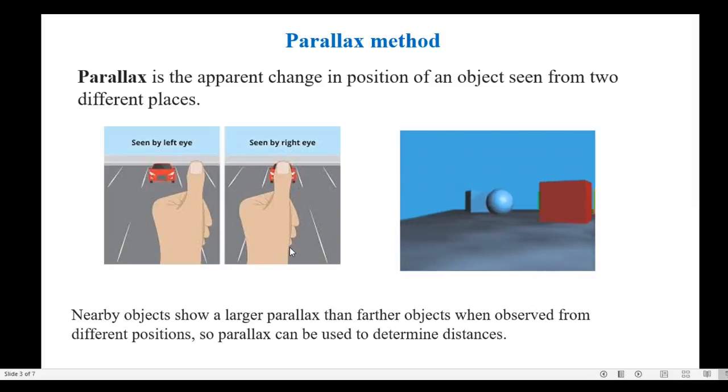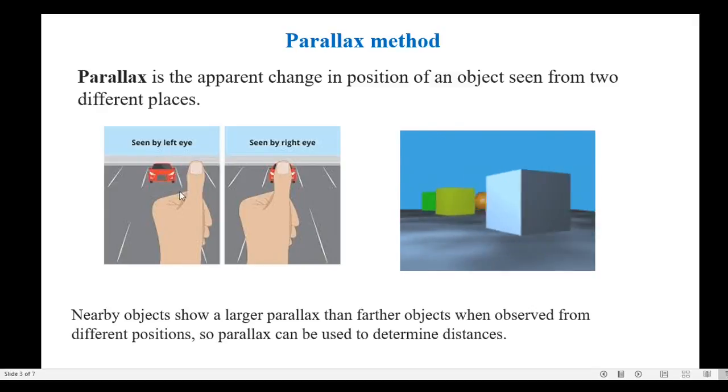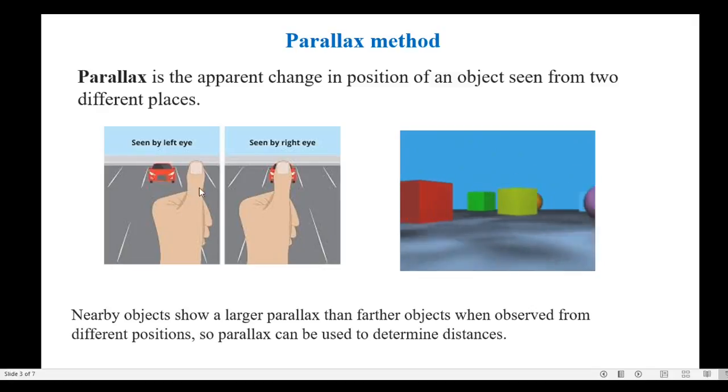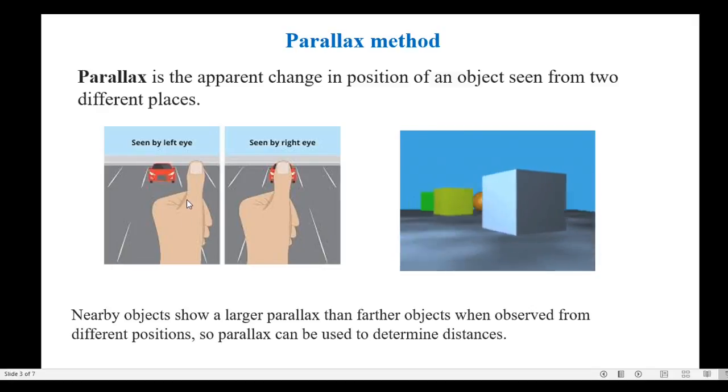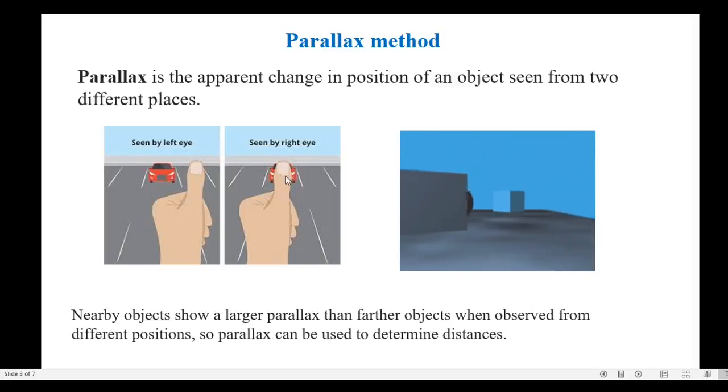Take any one object and focus it with your left eye. You just keep your thumb like this and close your right eye. Observe the position of the object. Do the same with your left eye closed. You can feel the apparent displacement of the object. This is called parallax. Let's check with another example.